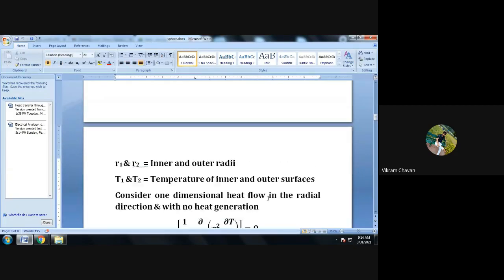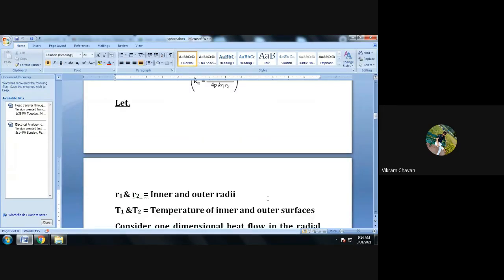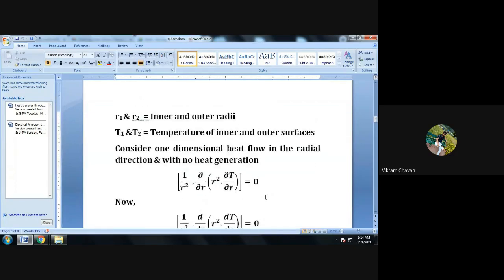Everyone write this down. I think you have drawn the diagram, so write down this particular part. Let us consider r1 and r2 as the inner and outer radii. T1 and T2 are the temperatures of the inner and outer surfaces.